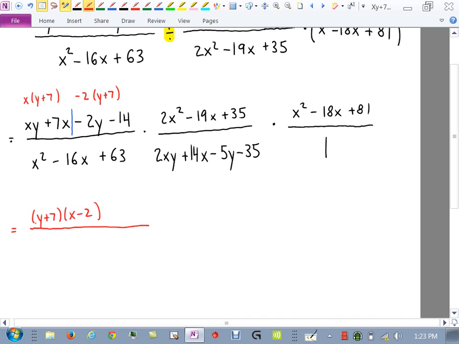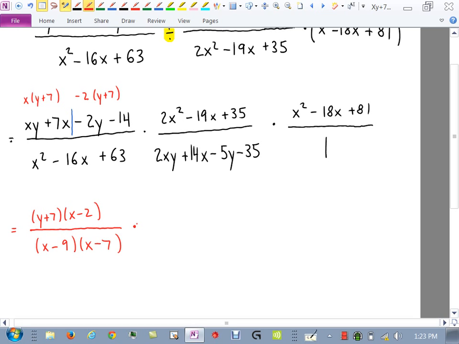Over. How about the bottom? X squared minus 16x plus 63. AC method, right? What multiplies to be 63? 9 and 7? 9 and 7. So this is going to factor to be x minus 9 times x minus 7. I'm not showing that work, okay?